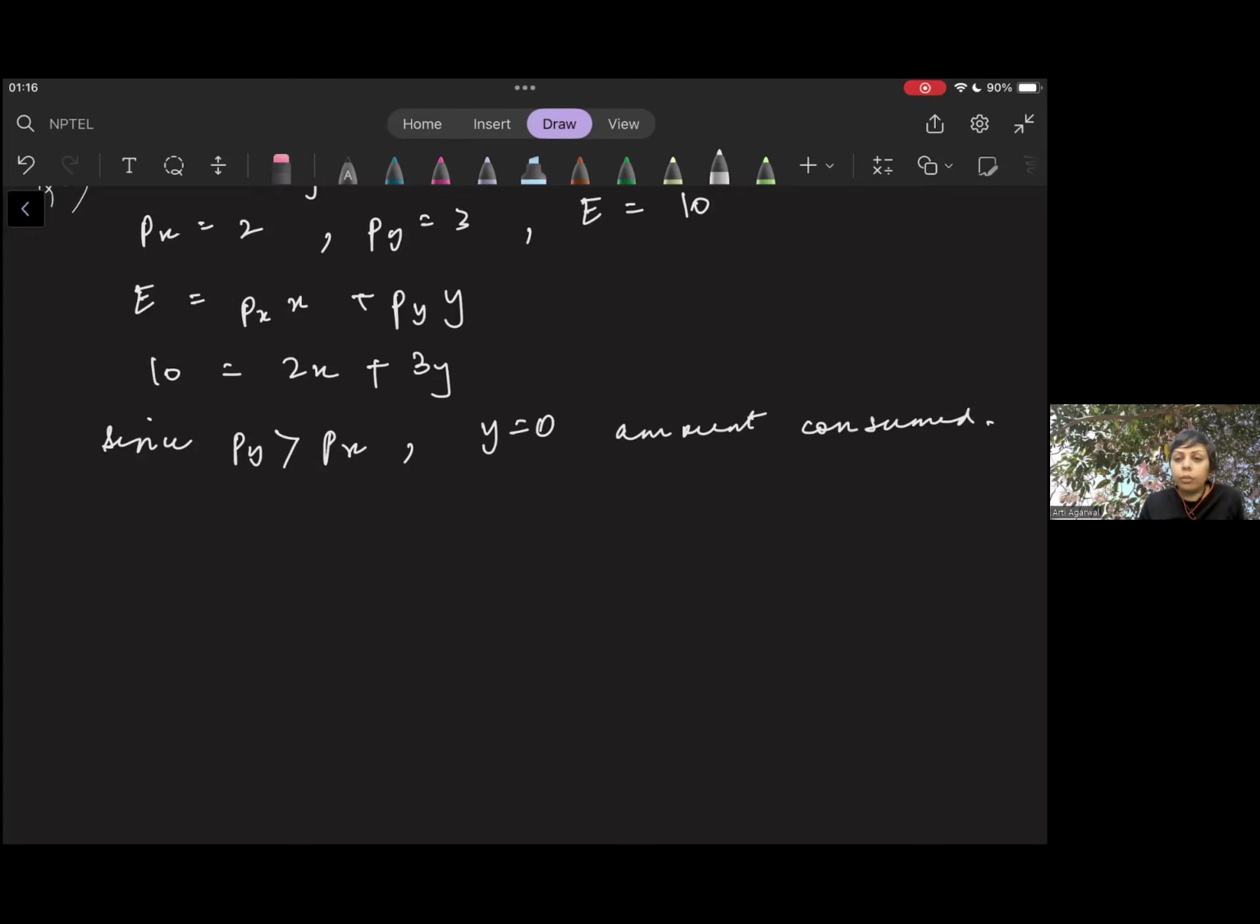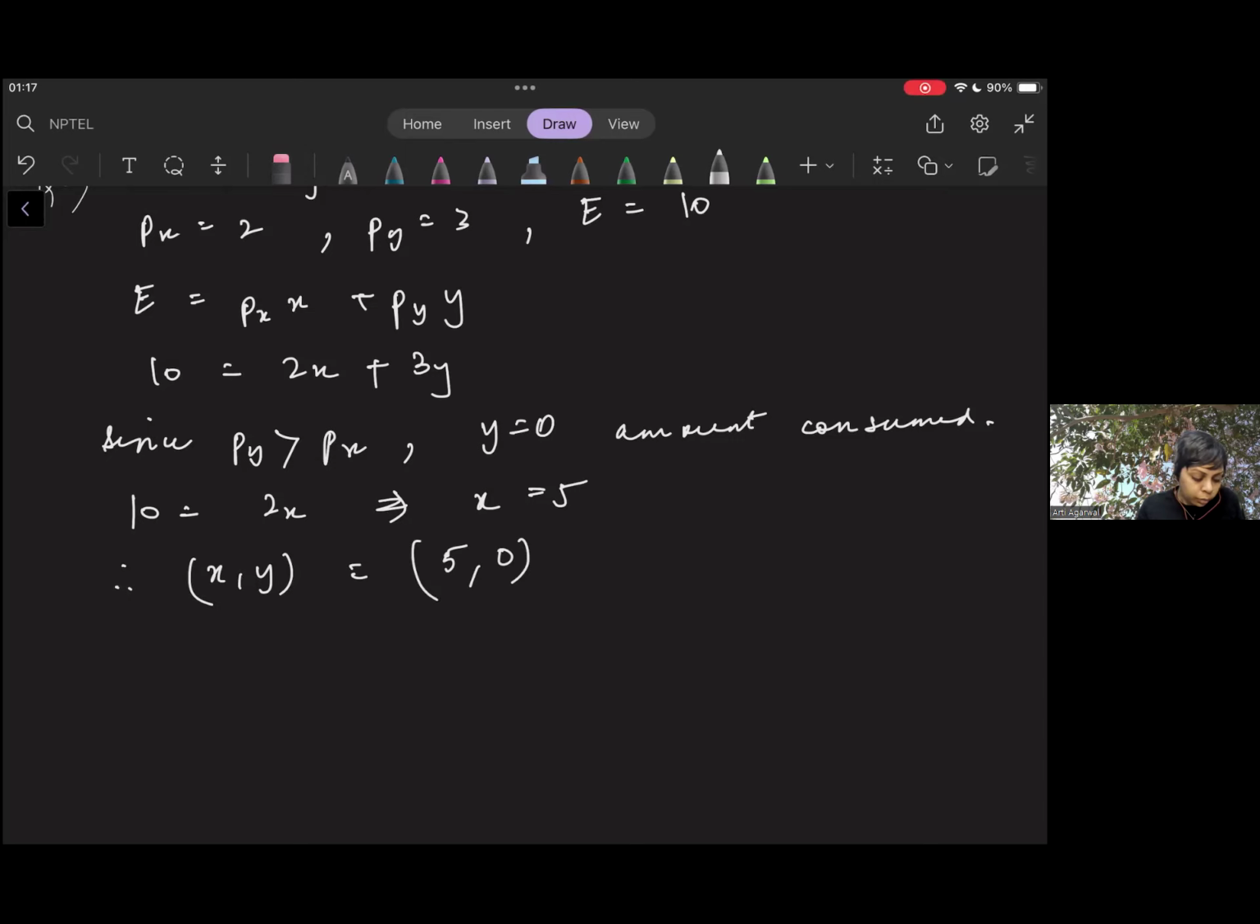Okay, so therefore what happens? The entire consumption is only of X. Now if we plug this value of Y into the expenditure function, we get 10 is equal to 2X, therefore X is equal to 5. This is all the basic equilibrium value before any price changes. Therefore, the initial demand vector is equal to (5, 0).